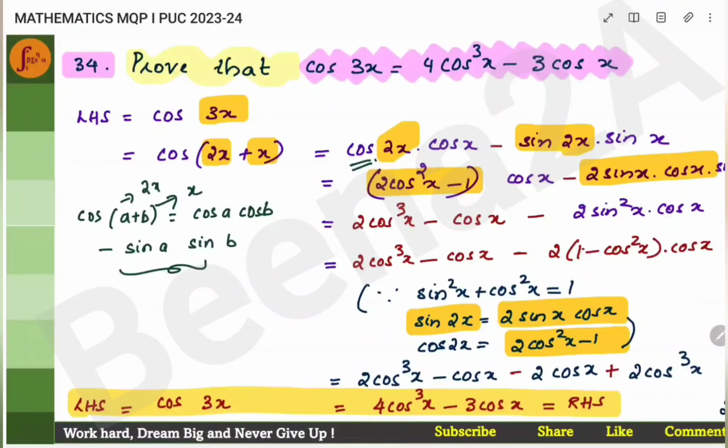Now you simplify. And then finally, if you notice in this expression, you have everything in the form of cos. You don't have sin anywhere. So you have to eliminate the sin now. How do you eliminate sin? You have to remember this formula: sin square x plus cos square x is equal to 1. So therefore sin square x is 1 minus cos square x. Substitute and then finally you will get this particular expression and you will get that LHS is equal to RHS.